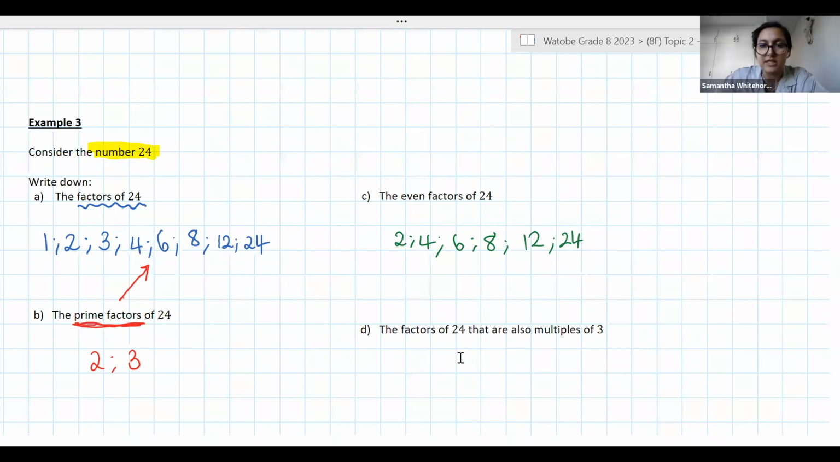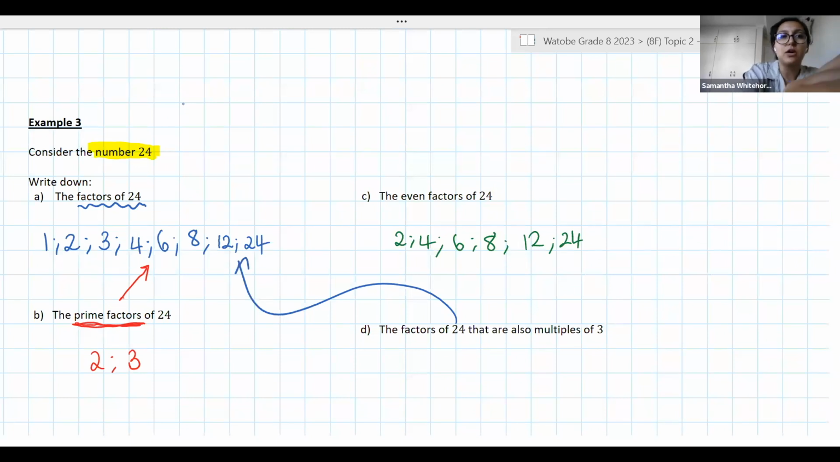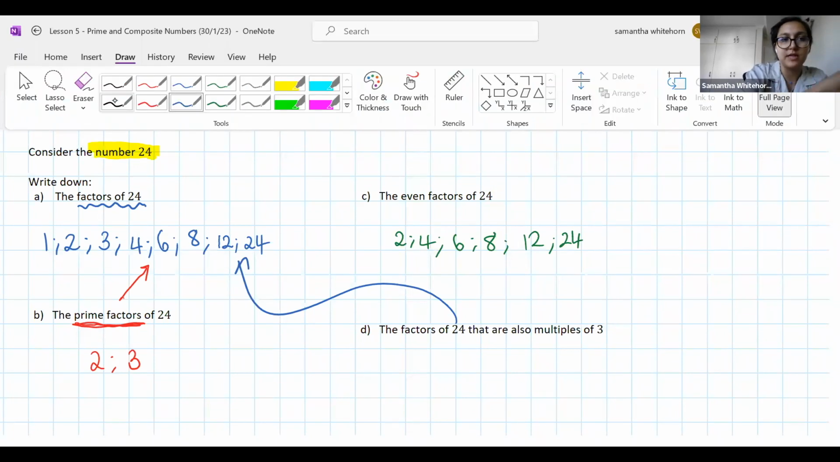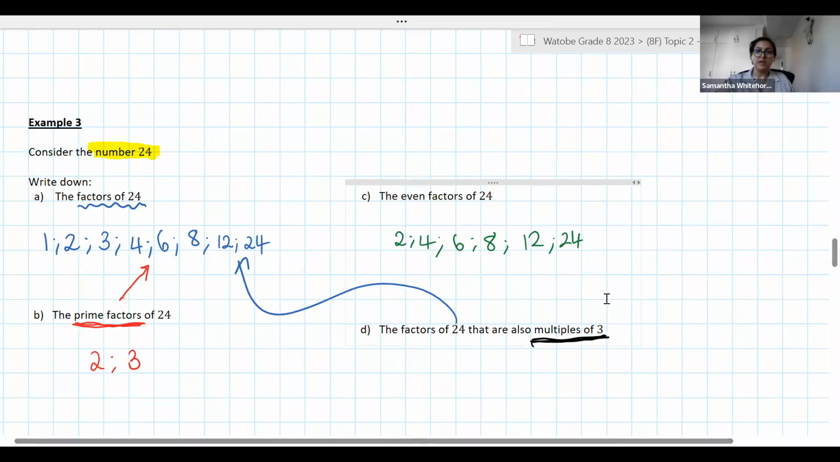Right, so D, I'm going to give everyone a second. The factors of 24. Now remember, we've written down the factors of 24. Here they are. That are also, so very important to read carefully, multiples of 3. So from our list of numbers, which ones are also multiples of 3? It's a little bit trickier because it's quite a lengthy question. So just think about it carefully. I'm going to give you a minute.